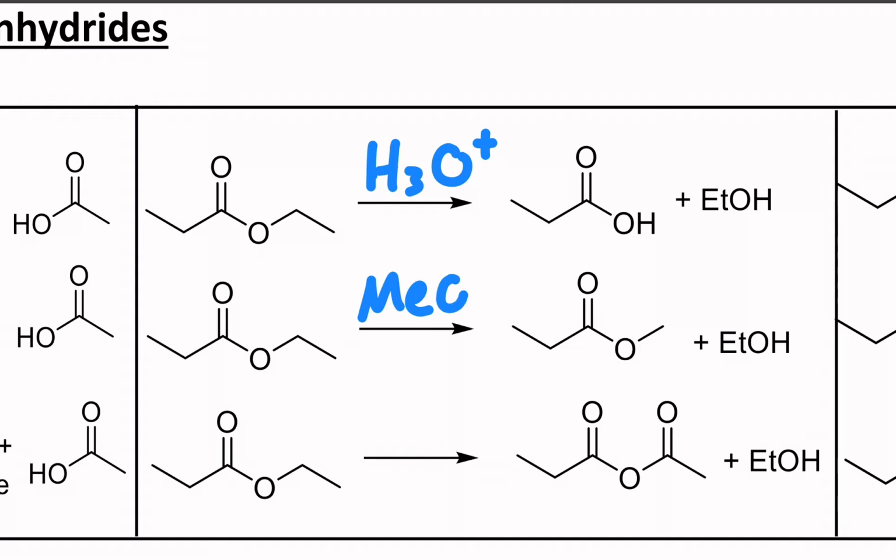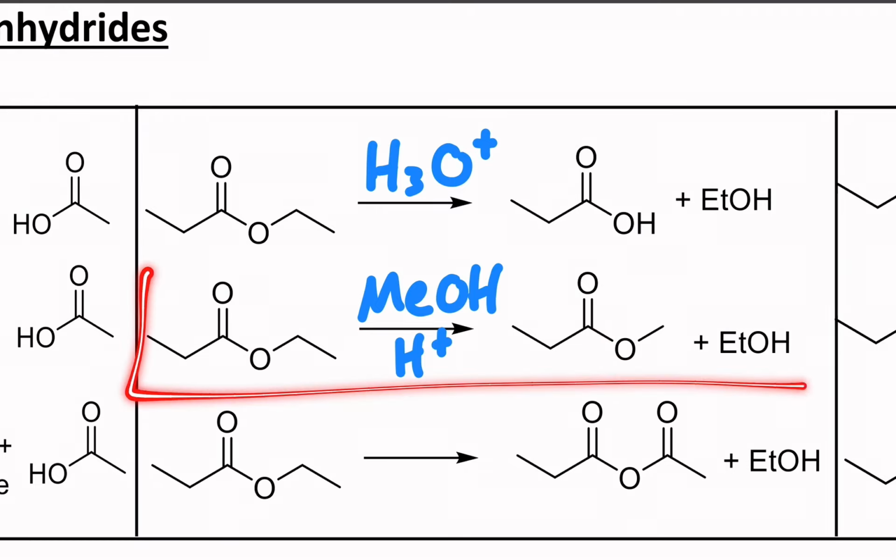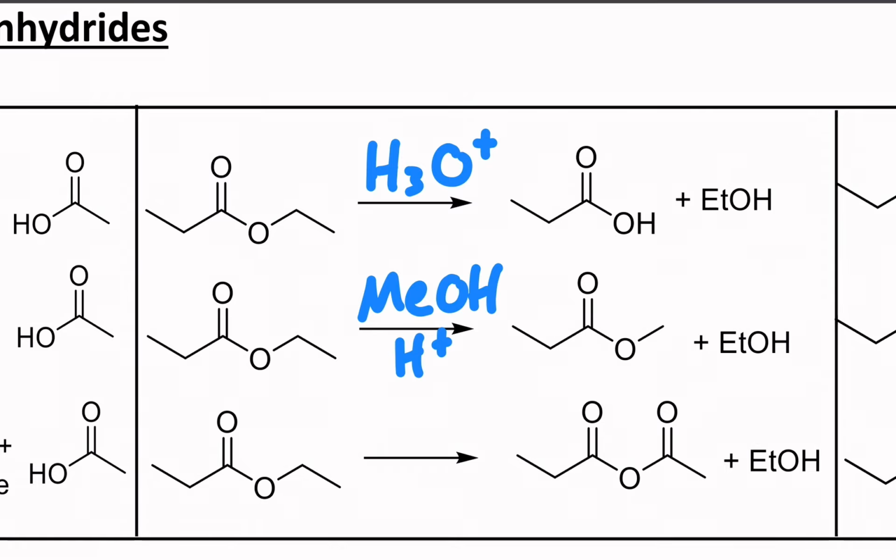Methanol, under acidic conditions, will get you to a different ester. This is ester to ester, but we're changing one ester into another ester. This is called a trans-esterification because we are literally just swapping out one ester for another.